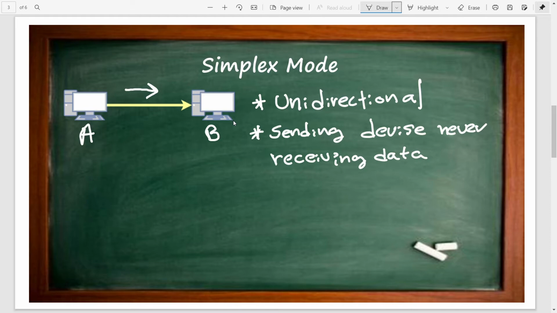For examples of this kind of network, we can say radio broadcasting. A broadcasting station broadcasts radio signals, and the user can tune the channel and receive the wanted data flow. But the receiver can't send data back to the broadcaster or radio itself. So radio broadcasting is a kind of Simplex mode communication.